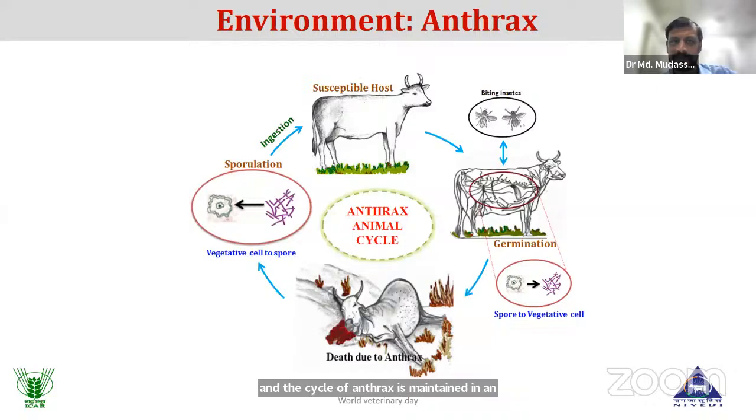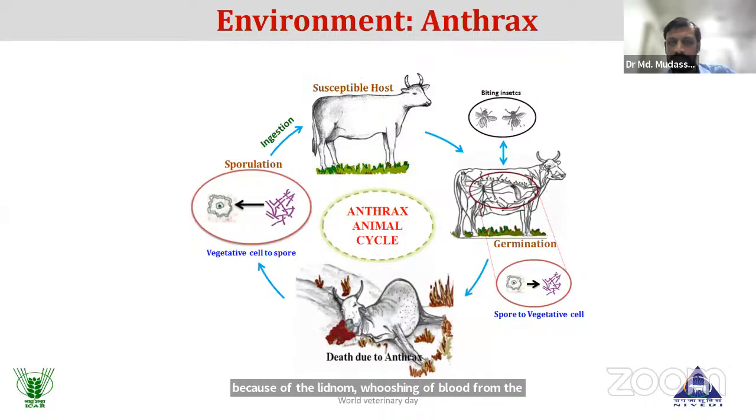So the animals ingest the infected feed or water, the spores get inside the host, and inside the host germination takes place. The spore gets converted into the vegetative form of the bacteria, and then the animal dies. Once the animal dies, the vegetative form of the bacteria gets converted into the spore form. If it is not properly disposed of, it will remain in the soil because of the oozing of blood from the natural orifices, and that contamination of the soil makes the area endemic.